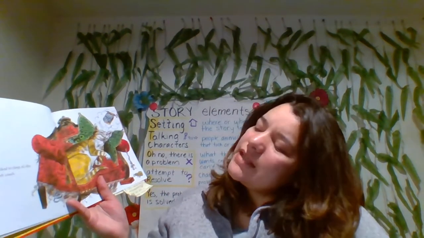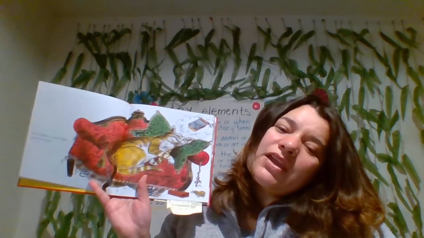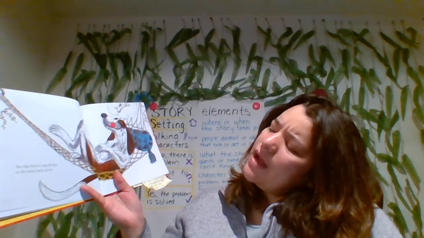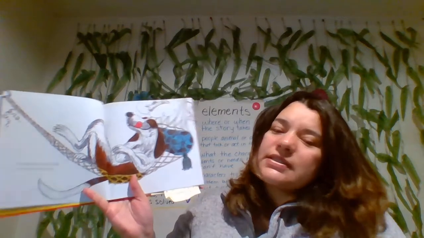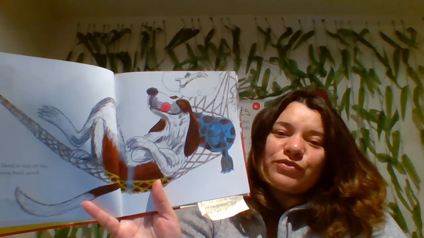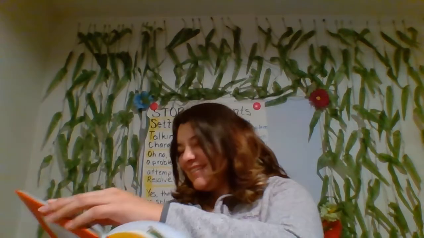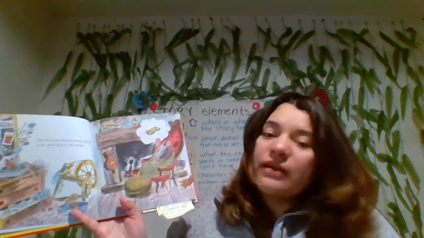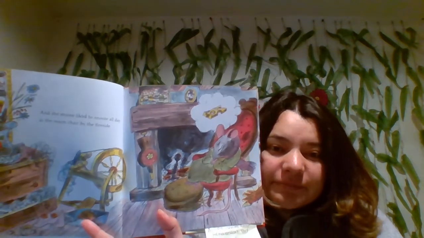The cat liked to sleep all day on the soft couch. That does look cozy. The dog liked to nap all day on the sunny back porch. Ooh, he's dreaming about a bone. And the mouse liked to snooze all day in the warm chair by the fireside. That's the mouse right there.